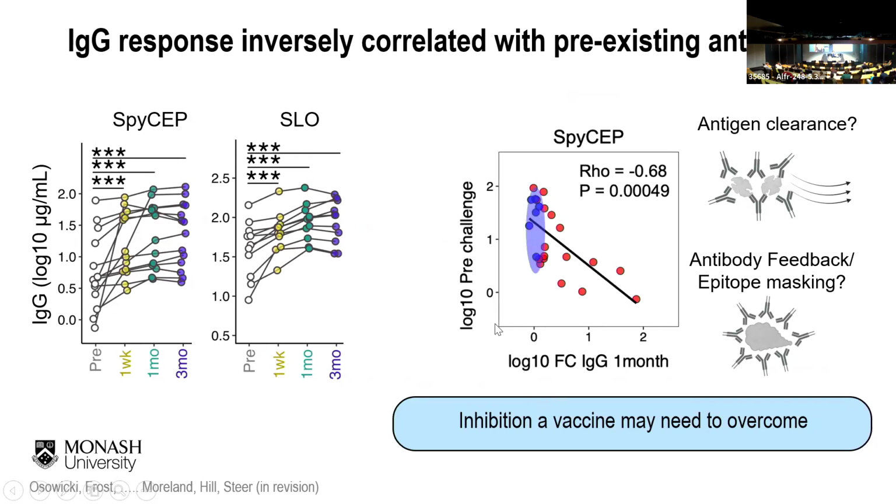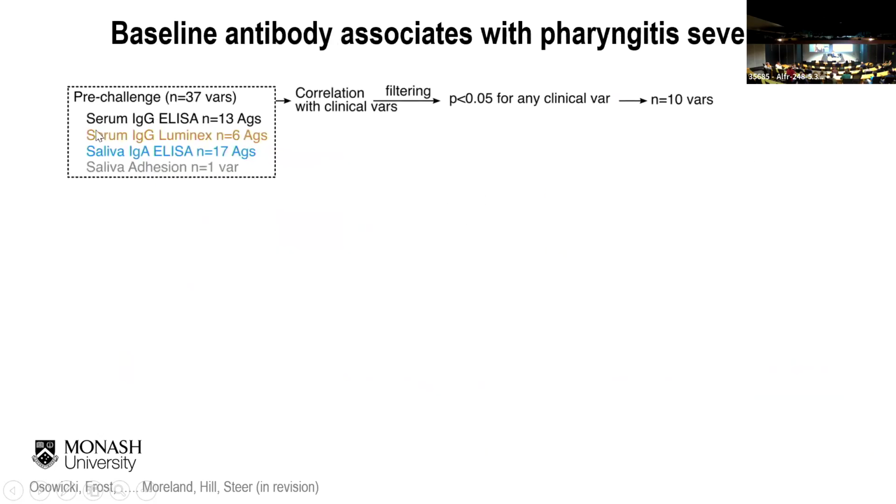Those who may have keen eyes may have seen that most of the blue individuals are kind of clustered up here, showing high levels of pre-challenge IgG. So then we wanted to dig into, is there anything about their serum antibodies before challenge that might influence their outcome? So we took all of the 37 variables that we'd measured pre and post challenge and took 2 complementary approaches to dig into this.